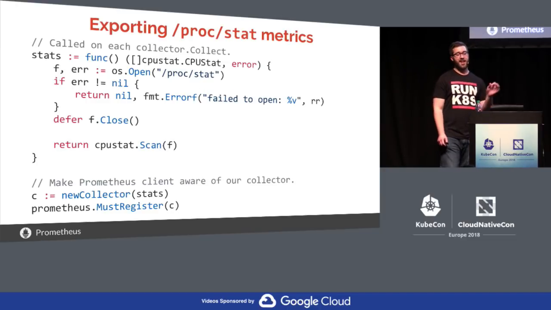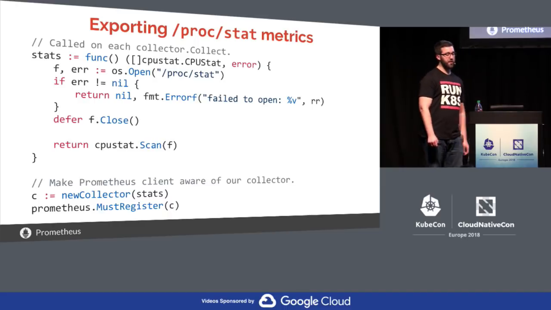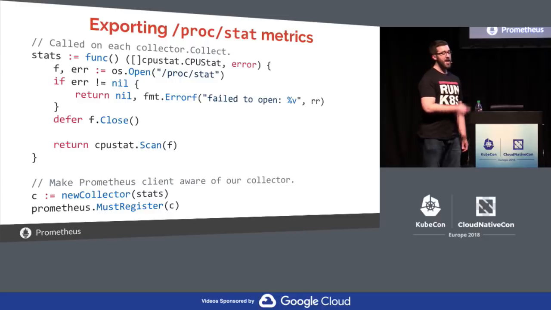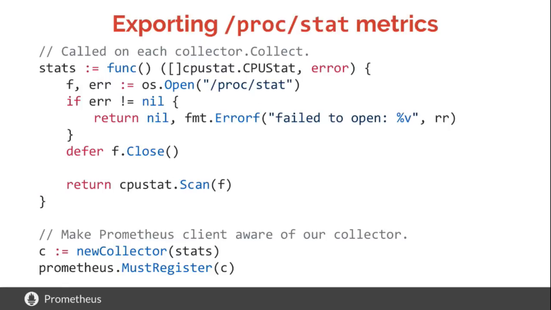So we're going to create this stats function. And this is a closure. It has no arguments, and it returns a slice of these CPU stat structures. And within each call to this function, we're going to open a unique handle to procstat, defer closing it to make sure that we clean up, and then pass it to our CPU stat scan function.